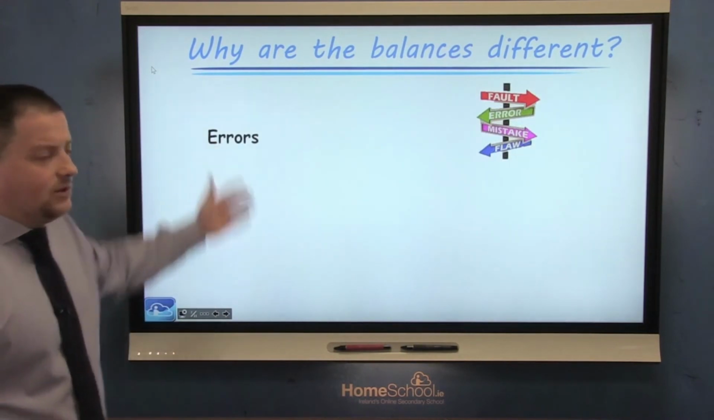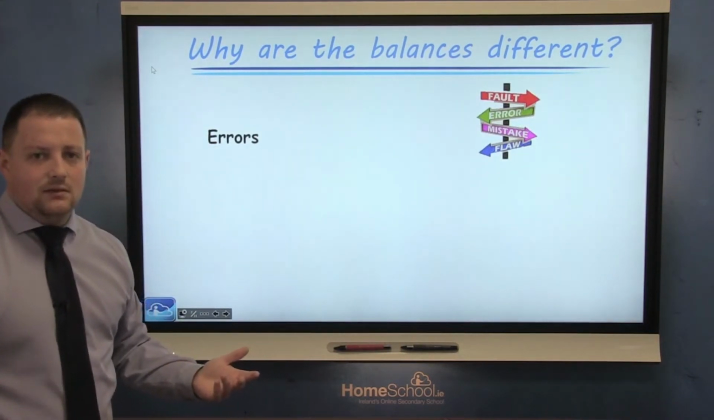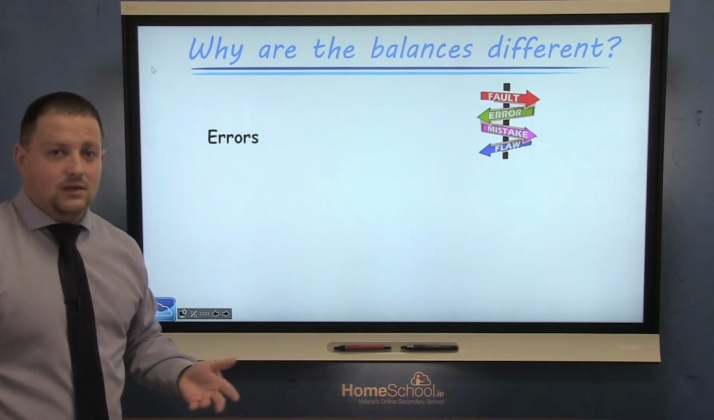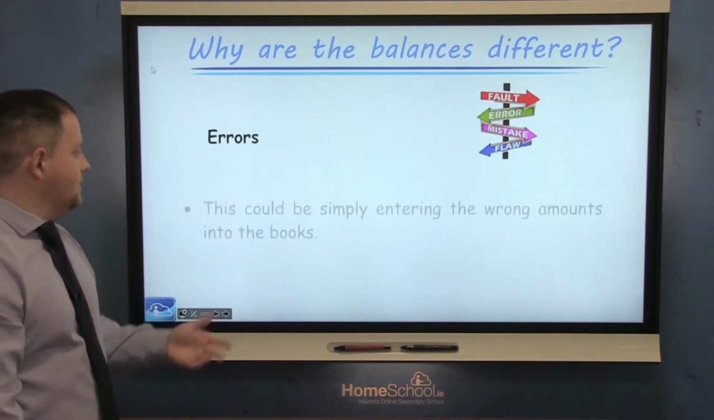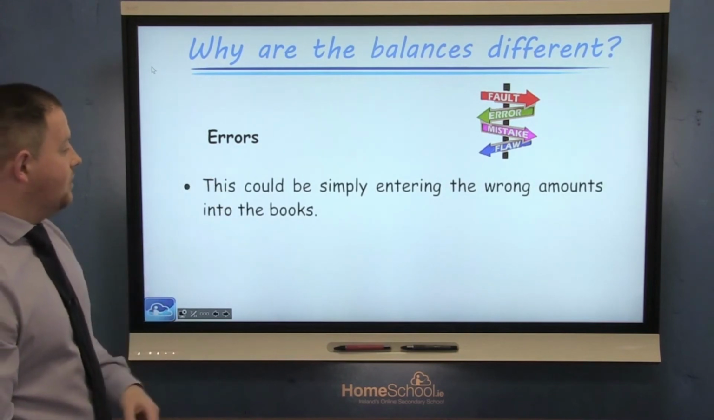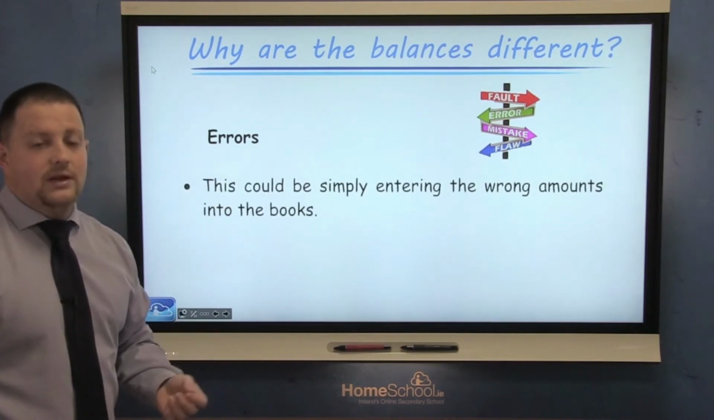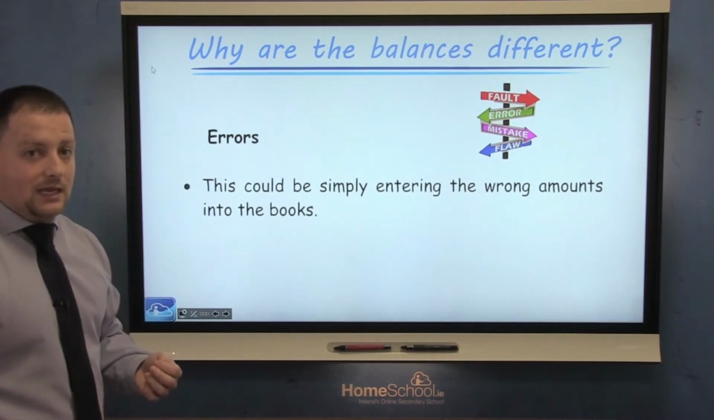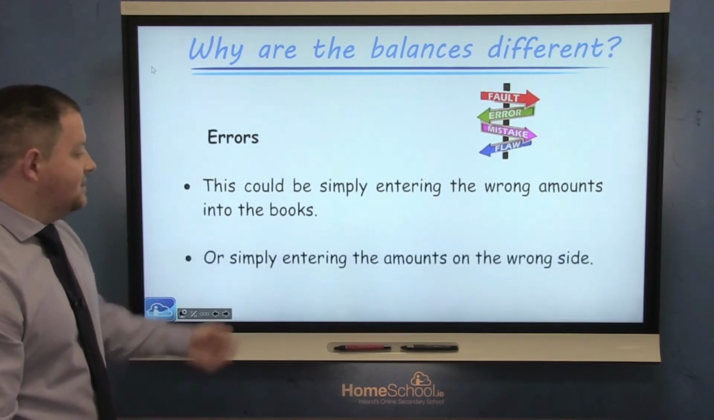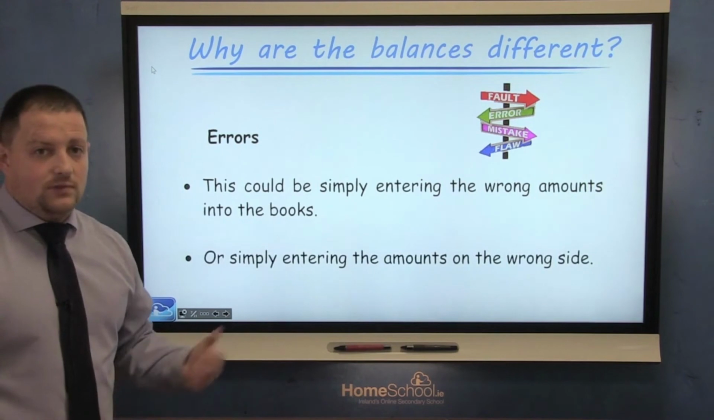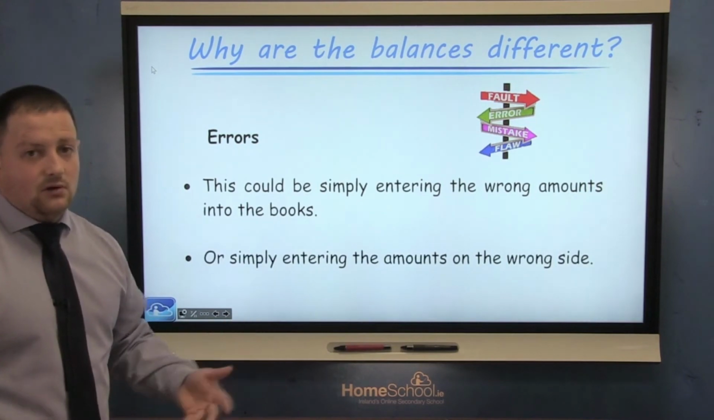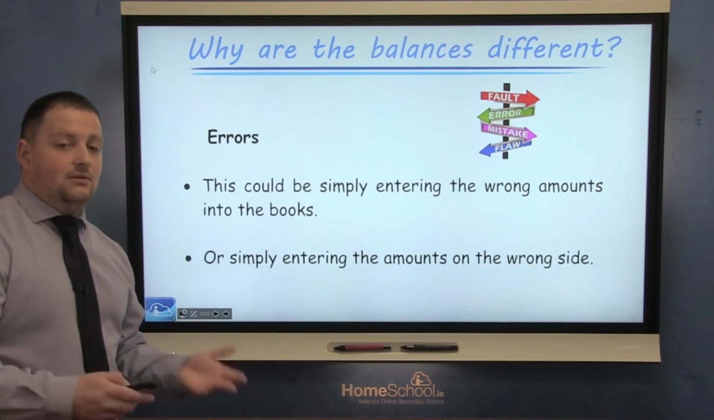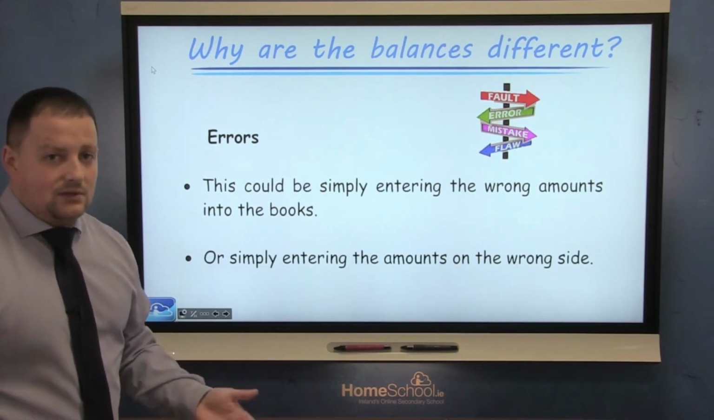And then simply there might be some mistakes in either the bank account or the bank statement, but it's less likely to be in the bank statement, okay? So it could simply be entering the wrong amounts into the books. So human error, entering transactions into your own bank account, into your ledger, okay? Or simply entering the amounts on the wrong side. It could be an incorrect debit or credit, okay? And that will affect the balances, therefore making them different between the bank statement and the bank account.